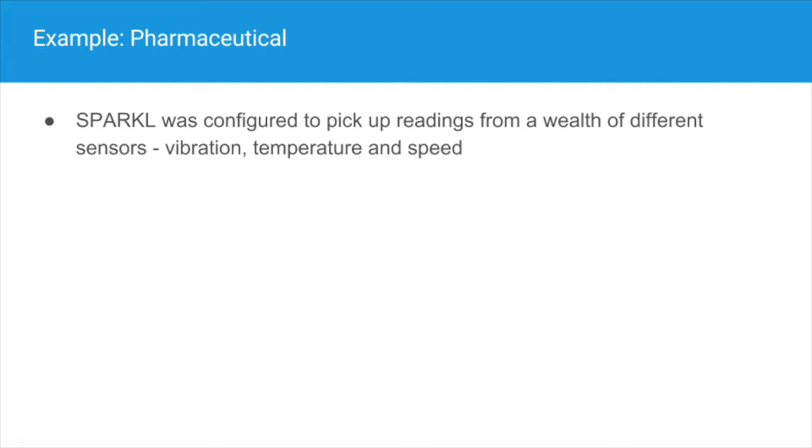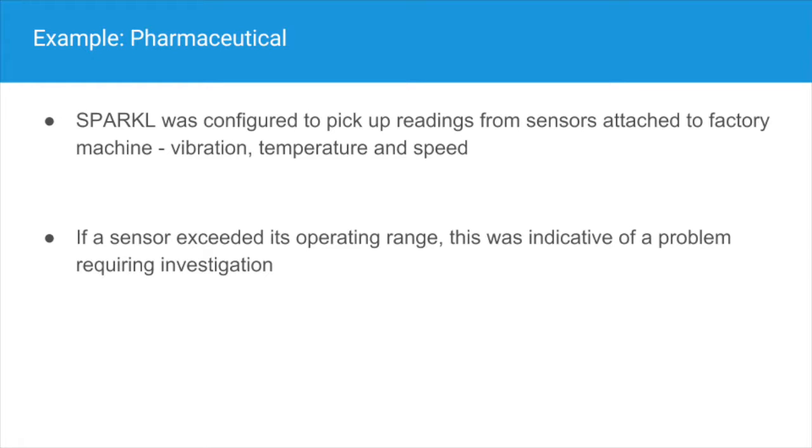We take an example from the pharmaceutical industry, where factory machines comprising a drug pill production line will have many sensors giving measures such as vibration, temperature, speed, and so on. In the example, if one or more of the measures exceeds their respective normal operating range, then it may be indicative of a problem that warrants investigation.